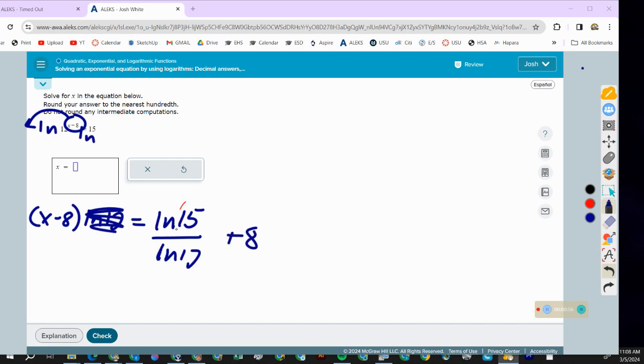So when you plug it in your calculator, make sure the parentheses look like that. Easy enough?